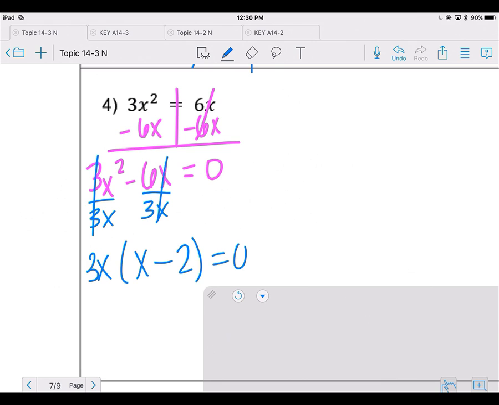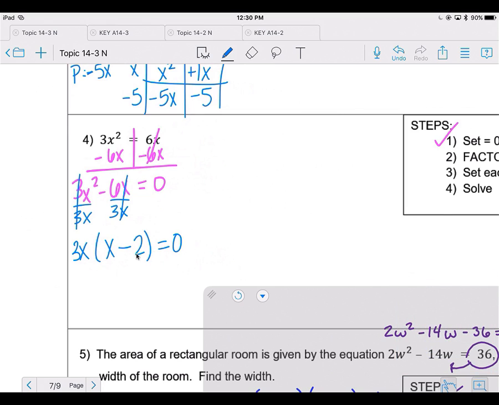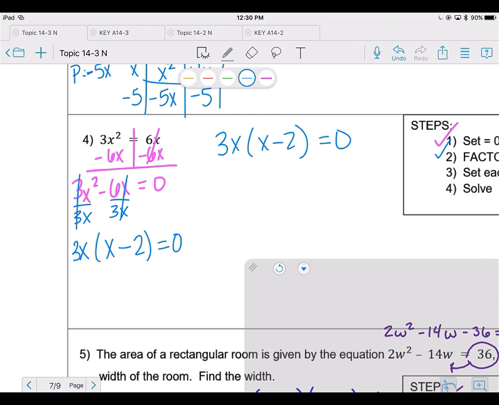My x's cancel. Now, if you notice, what I have in blue is my factor. I've taken out the GCF. I have 3x here and x minus 2 left. If I do not have an x squared term or a w squared or anything squared term, I cannot use the box. The box is only useful if you have a squared term, which means I'm done factoring. So I have my factors, 3x and x minus 2.